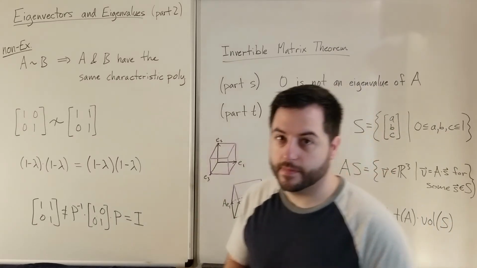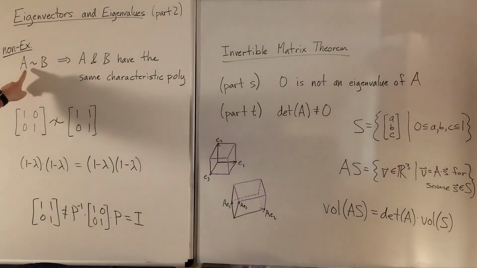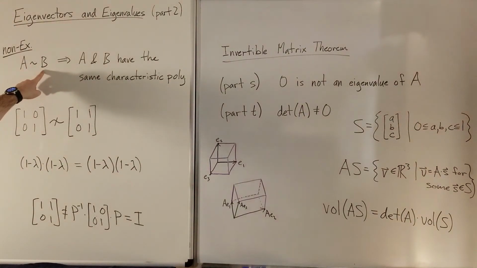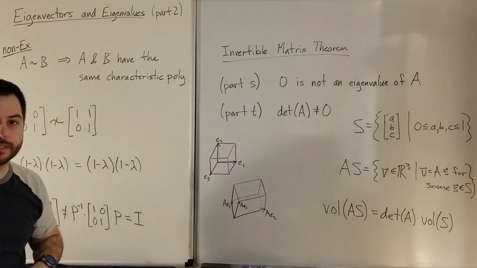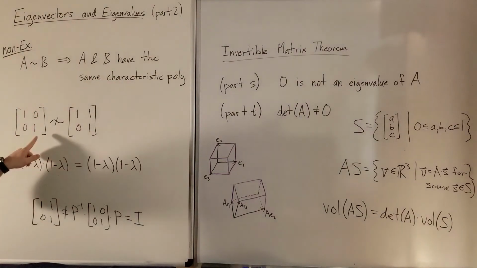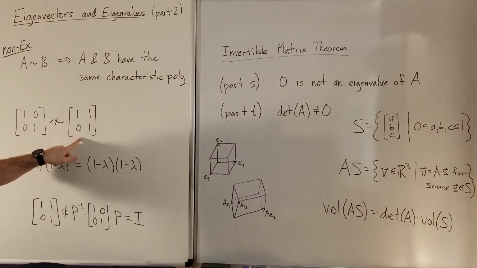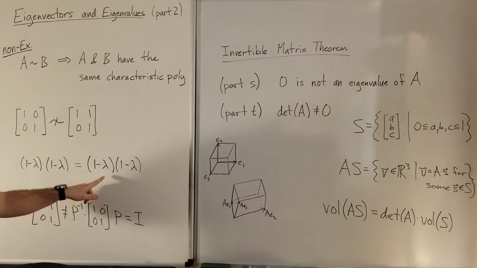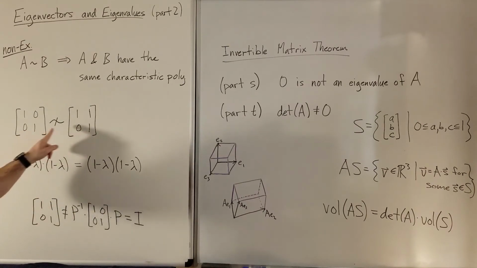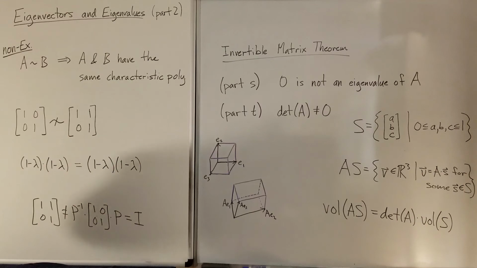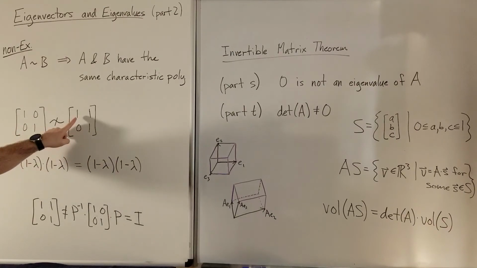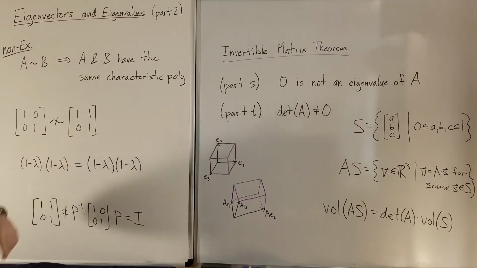Here's one non-example. So recall that we showed that if A is similar to B, then A and B must have the same characteristic polynomial. And here is a case where A and B are not similar, but they do have the same characteristic polynomial. So these are both upper triangular, and so the characteristic polynomial is just the diagonals minus lambda, all multiplied together. So 1 minus lambda times 1 minus lambda, and this is the exact same thing, 1 minus lambda times 1 minus lambda.